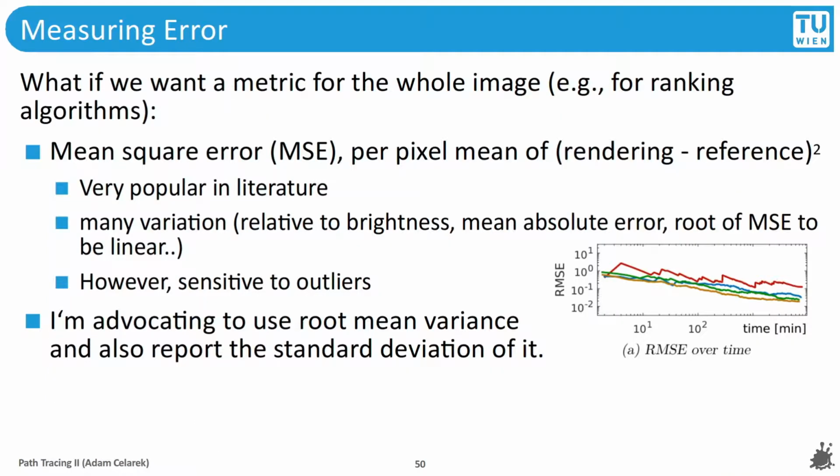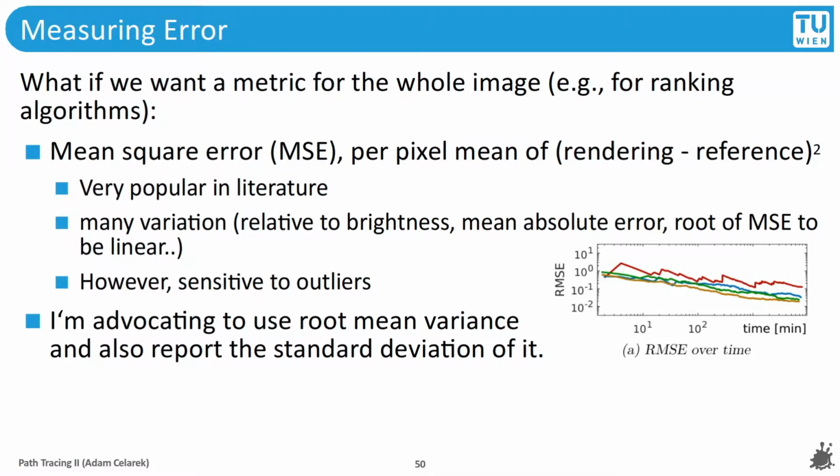Finally, and now for real, we often want to rank algorithms. For example, say algorithm A is better than algorithm B according to some metric. Literature often uses mean square error to do that. That is, per pixel mean of the squared error between a rendering and a ground truth. There are many variations of that, for instance computing the error relative to the brightness of the reference, or computing mean absolute error, which weighs outliers less, or computing root mean square error, which is linear like standard deviation.